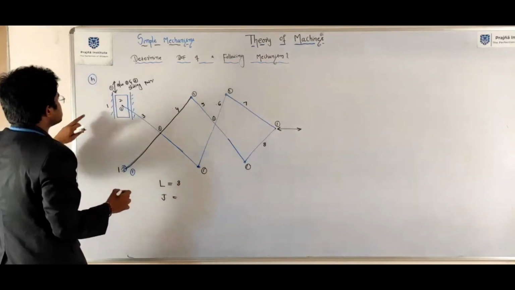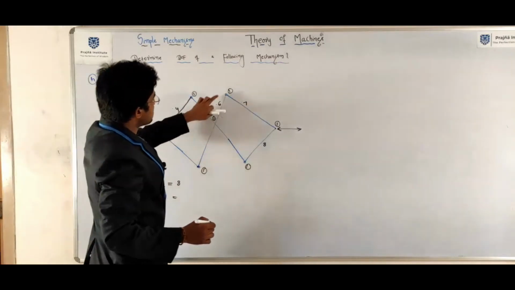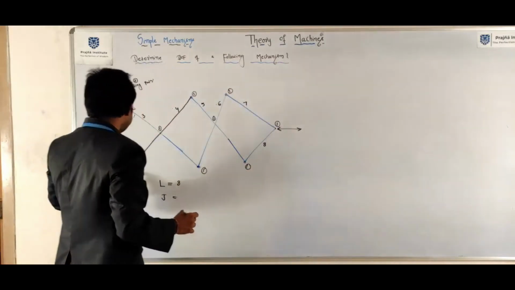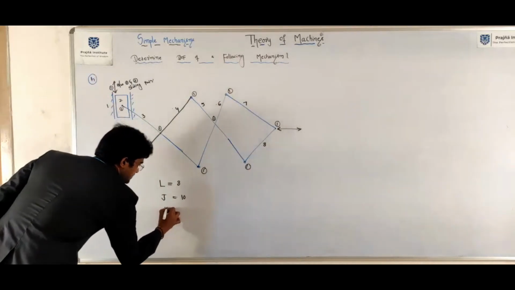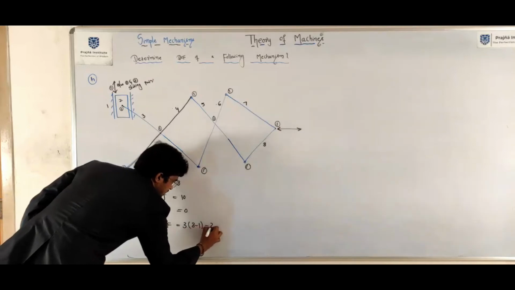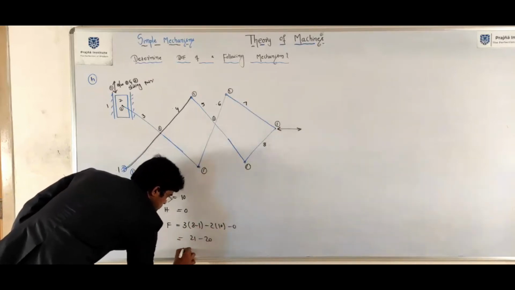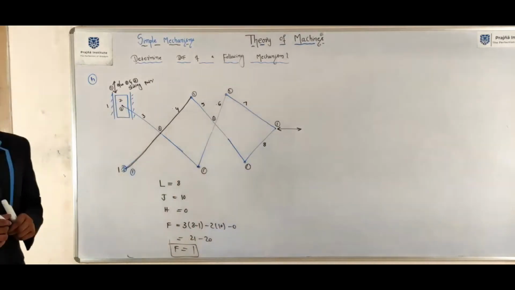Total how many? Total number of links equal to 8. Total number of joints equal to 1, 2, 3, 4, 5, 6, 7, 8, 9, 10. H equal to 0. F equal to 3 into 8 minus 1, 2 into 10 minus 0. 21 minus 20 is equal to 1. 1 degree of freedom for this particular mechanism.